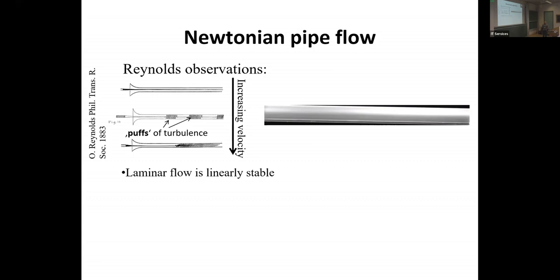So here, going back to Reynolds' observations, obviously we don't have a linear instability for pipe flow. But if you had large enough Reynolds numbers, and if you add a finite amplitude perturbation, you can get these flashes or puffs of turbulence. And I'm just showing some in a movie here so you see what they look like in experiments.